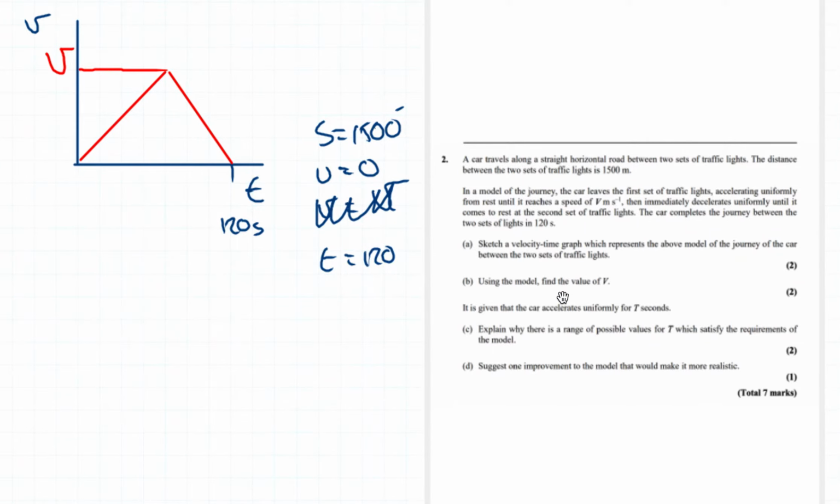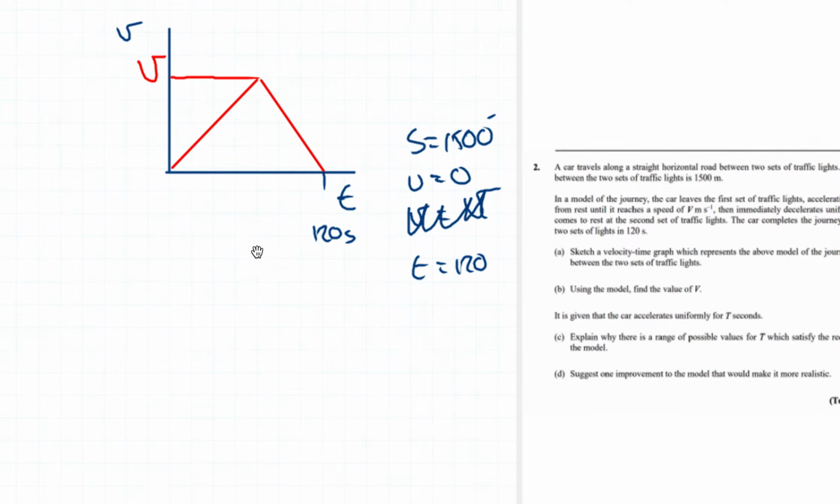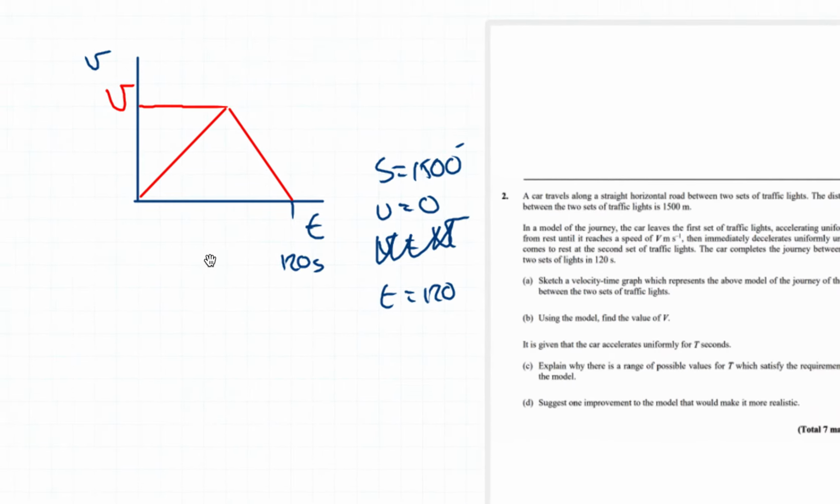Using the model, find the value of V. So to use the model here, what do we know? We know that the area of the graph represents the distance travelled, because that is one of the key components of a velocity time graph. So area under graph equals distance travelled.